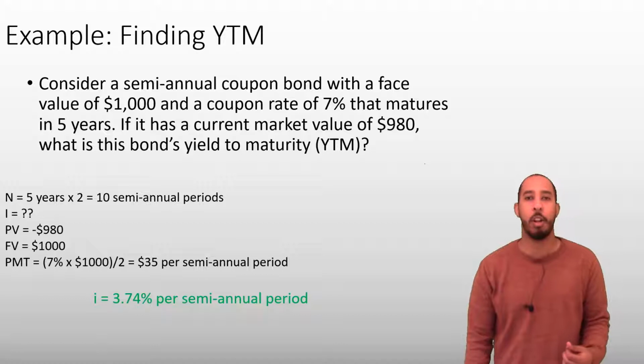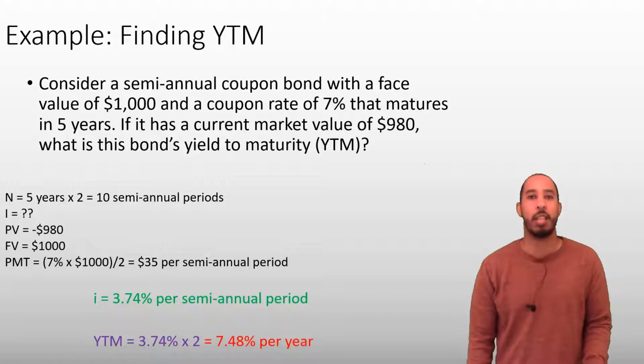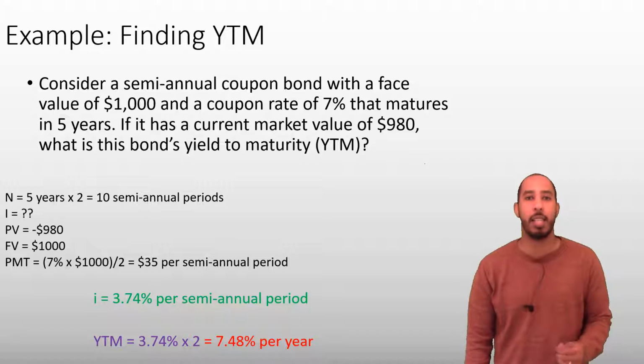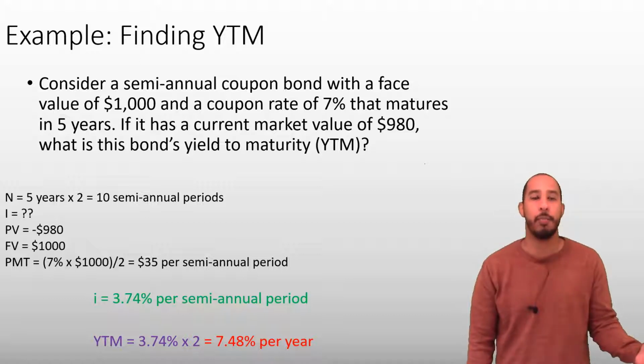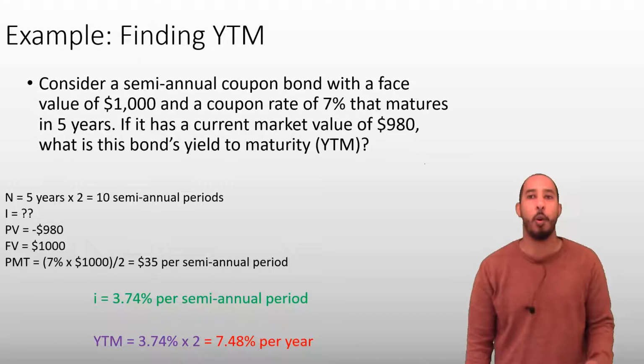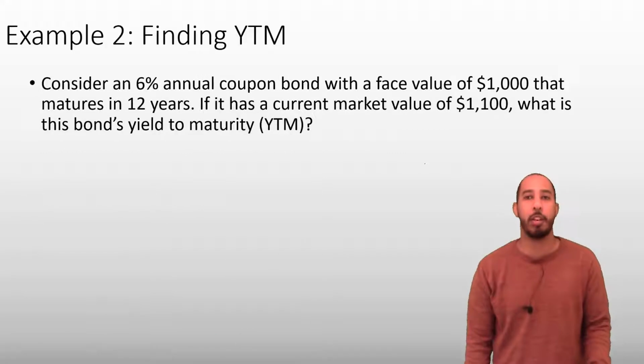Now, recall what I said a little bit earlier about the yield to maturity. It's by definition an APR. It represents an average annual rate of return. Since we want to know the yield to maturity here, we need to convert that 3.74% semi-annual rate into an annual rate. This turns out to be a really simple conversion. We'll just take the semi-annual rate and multiply it by 2. That gives us 7.48%. This is our yield to maturity for this bond. If we buy the bond today and hold it for the entire 5 years, we can expect an average return of 7.48% per year. Let's do another example to make sure we really understand this concept.